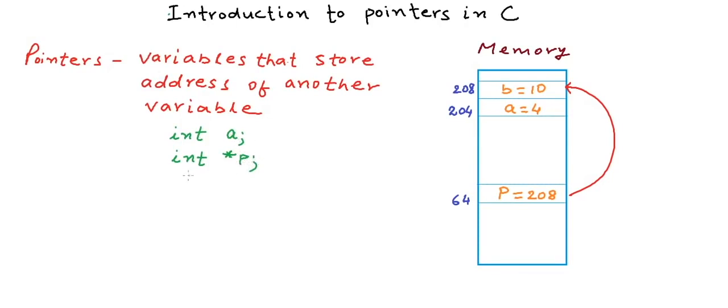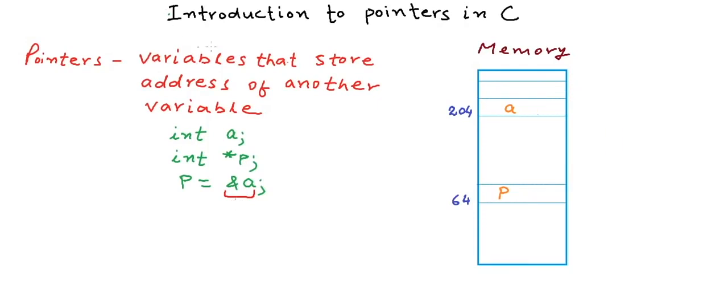Now to store the address of a in p, we need to use a statement like p is equal to ampersand a. If we put an ampersand in front of a variable, it gives us the address of that particular variable. In fact, it returns a pointer to that particular variable.